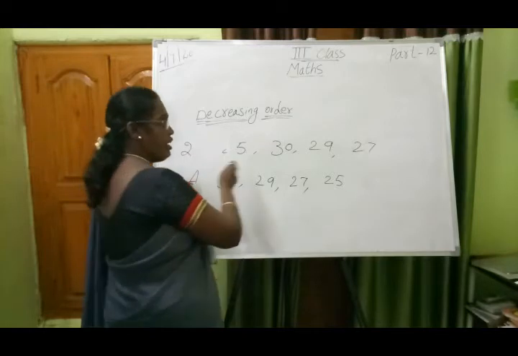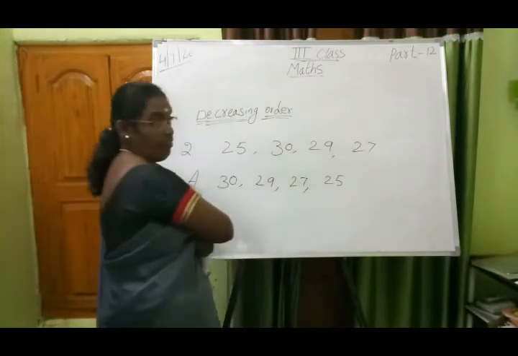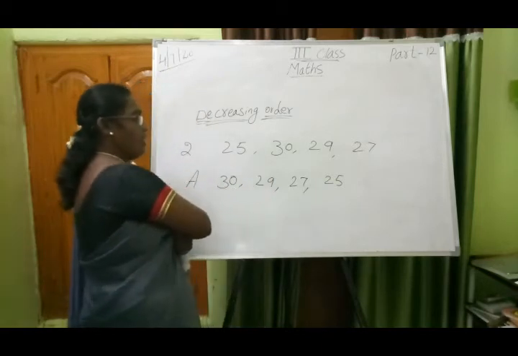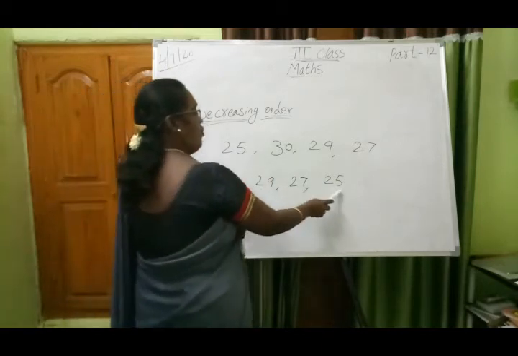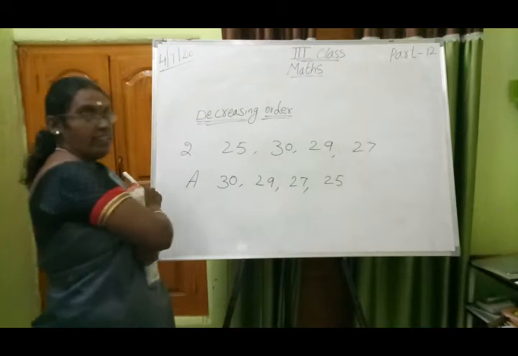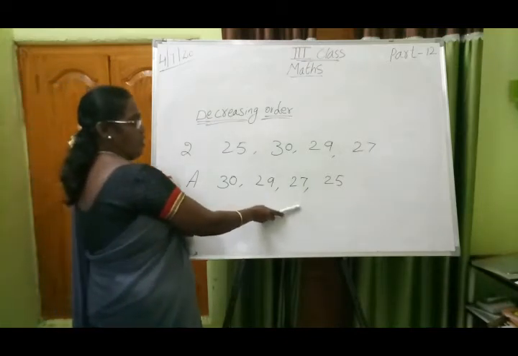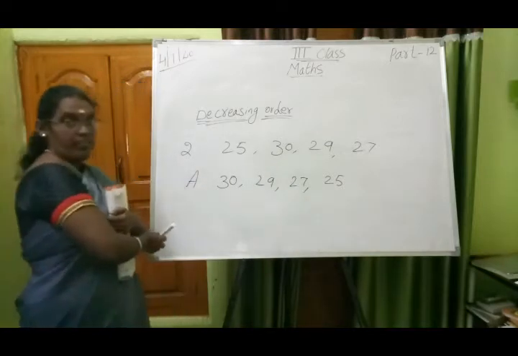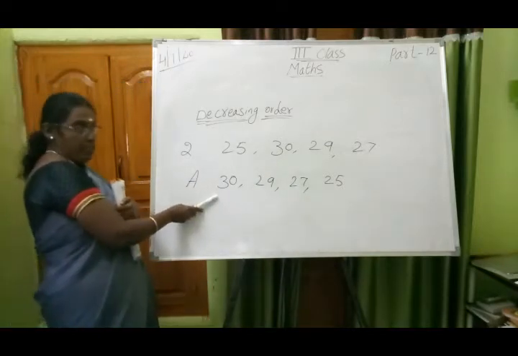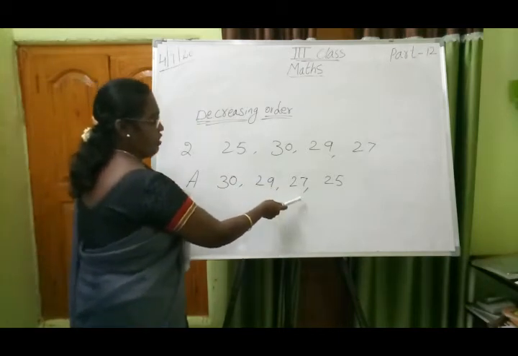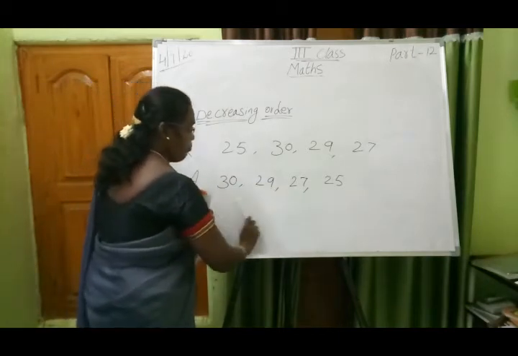After that, what number, children? 7. 2, 7, 27. After that, what number, children? 2, 5, 25. Children, what is your answer now? 30, 29, 27, 25. Yes? 30 is the biggest number. After that, 29. After that, 27 and 25.